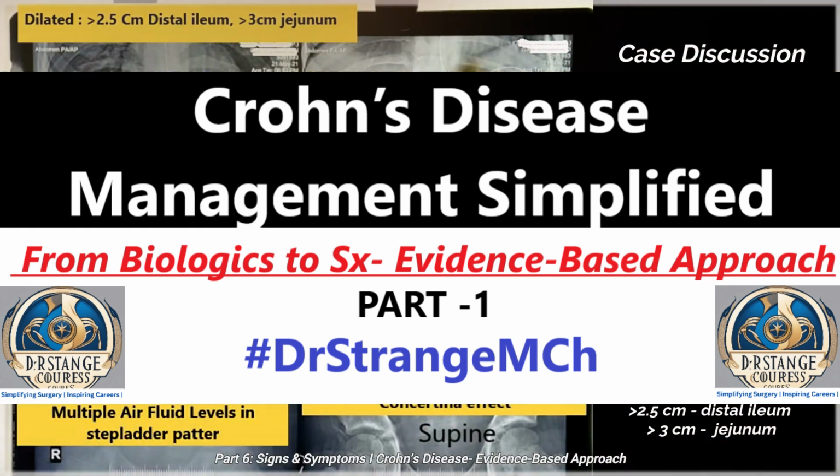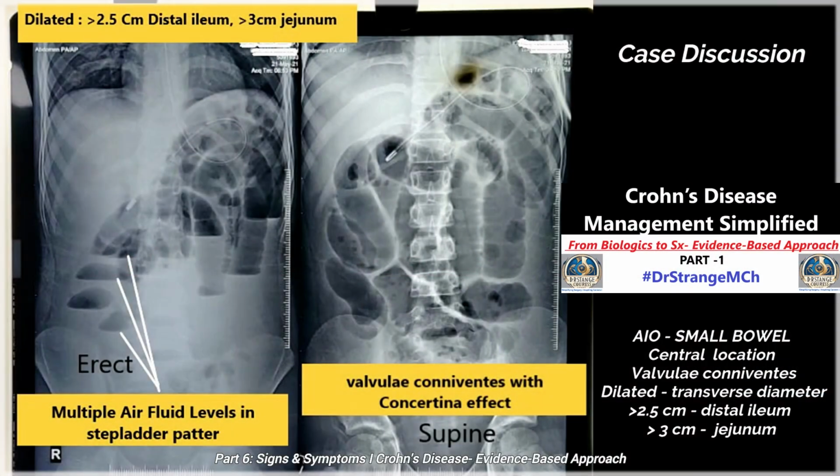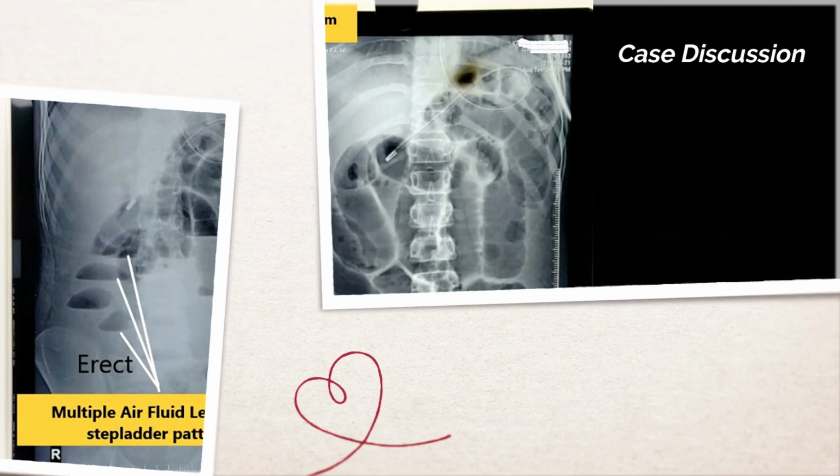And in the spine view that is on the left side of the screen, we can see with the Rice tube in situ, there are valvulae conniventes that give a concertina effect. We can see multiple loops, whitish bands, which are characteristic of the small bowel, that is, of the jejunum.